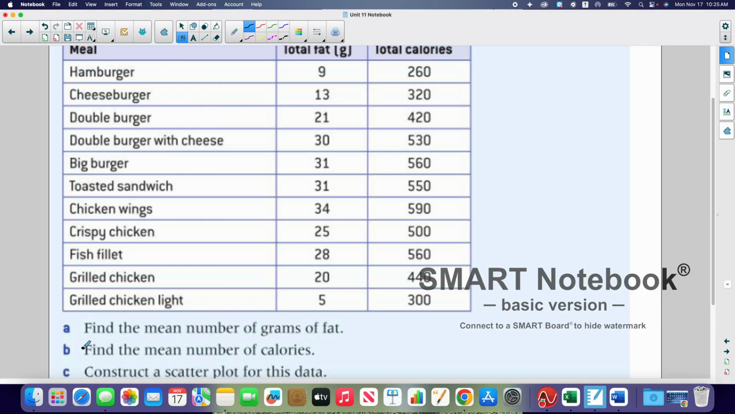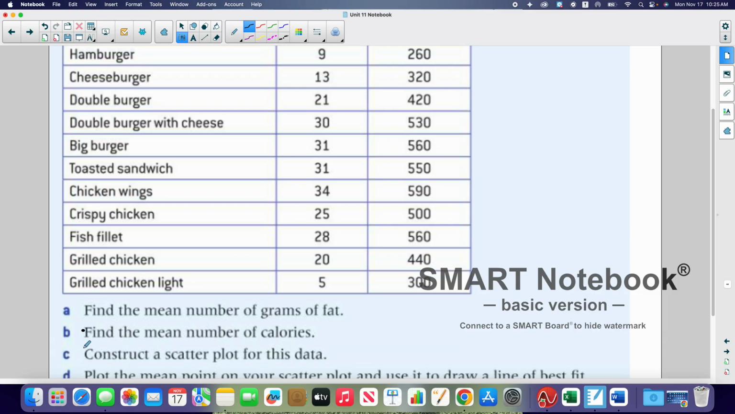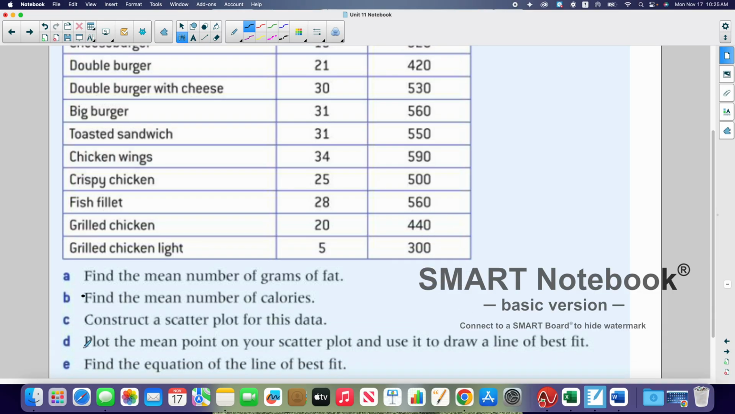Now, it asked me to construct a data plot. I'm not going to do that right now. If I ask you to do a scatter plot, it'll be kind of like one of the ones that we did in our notes where I have the graph paper for you and you just put it on the graph. Okay. Now, what's important about the mean fat and the mean calories? What's important about that value? The 22.5 and the 457.